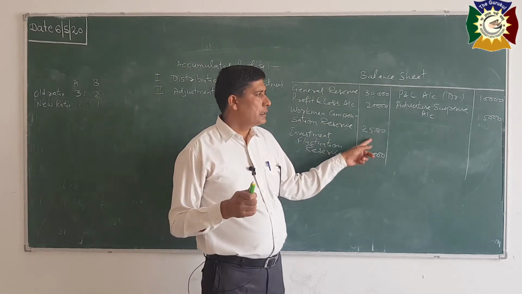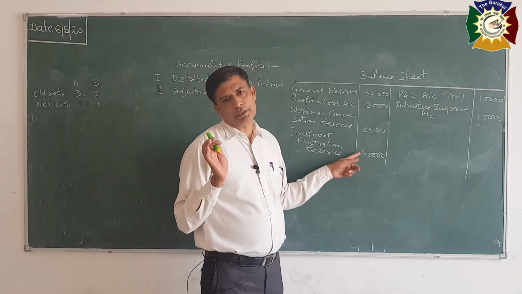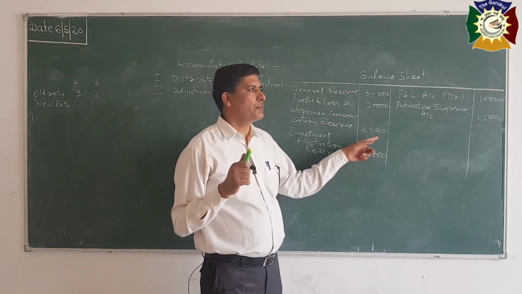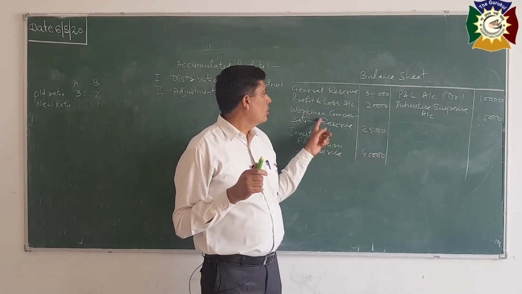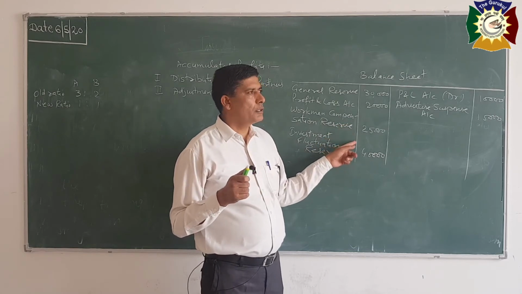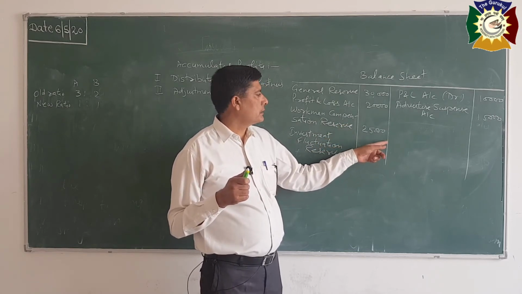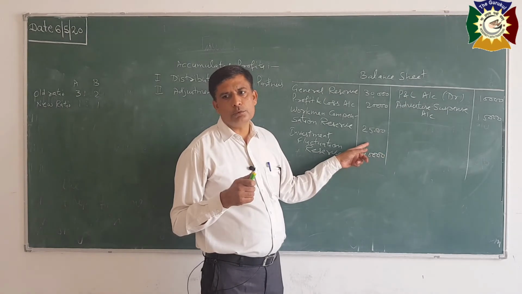Okay, if the claim is exactly equal to workman compensation reserve, reserve is 25,000, claim is also 25,000, in such a case no amount will be transferred to capital account, the full amount will be transferred to claim. So entry will be workman compensation reserve debit to provision for workman compensation claim account 25,000.